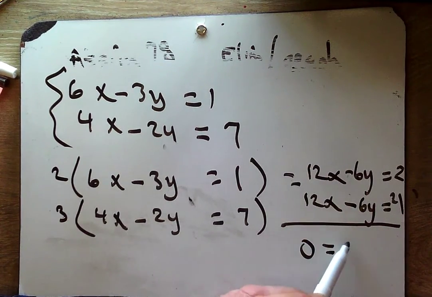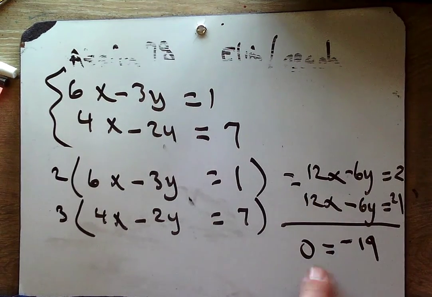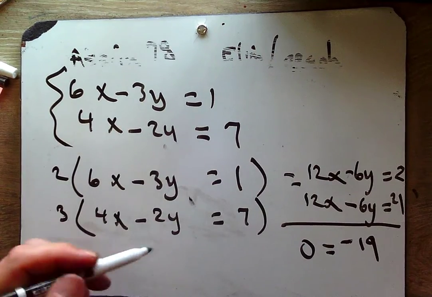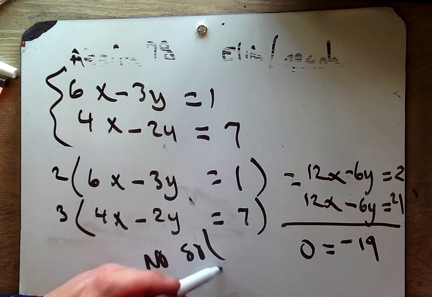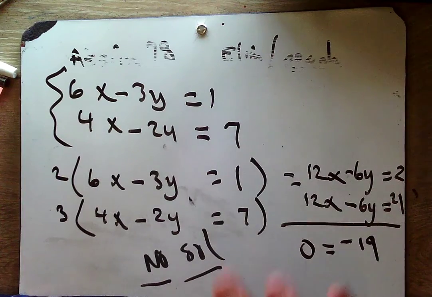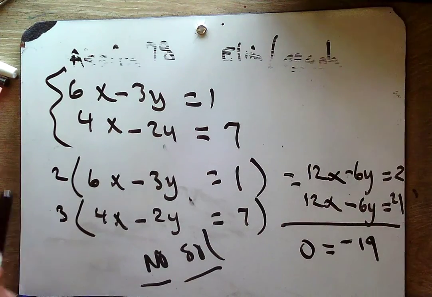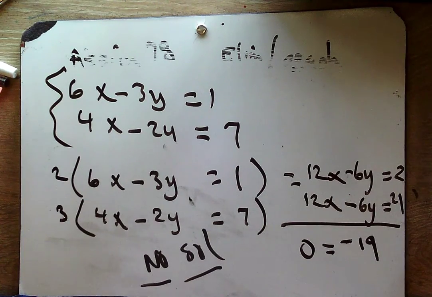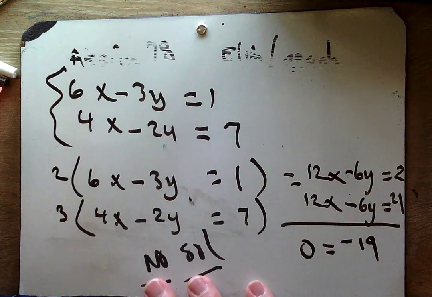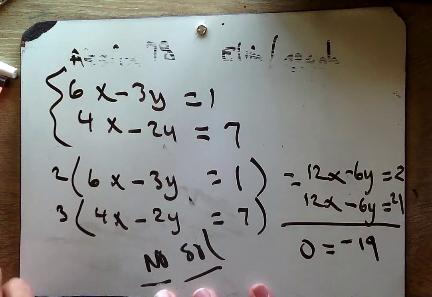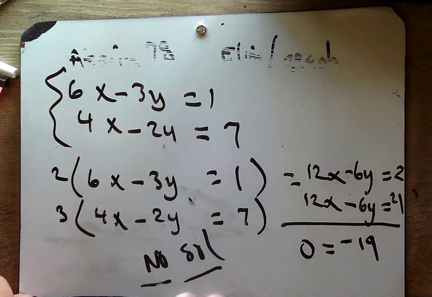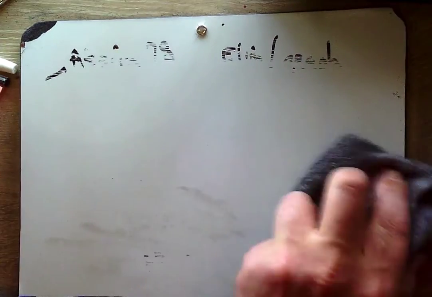That gives me 0 equals, I'm subtracting here, negative 19. These numbers are not equal. So what does that mean? No solution. These lines are actually parallel. If I solve them both in slope-intercept form, y equals mx plus b, I would see that they would not only have the same slope, but I would also see that they have different y-intercepts. And so I know that this is going to be no solution. These lines with the same slope and different y-intercepts will never intersect.